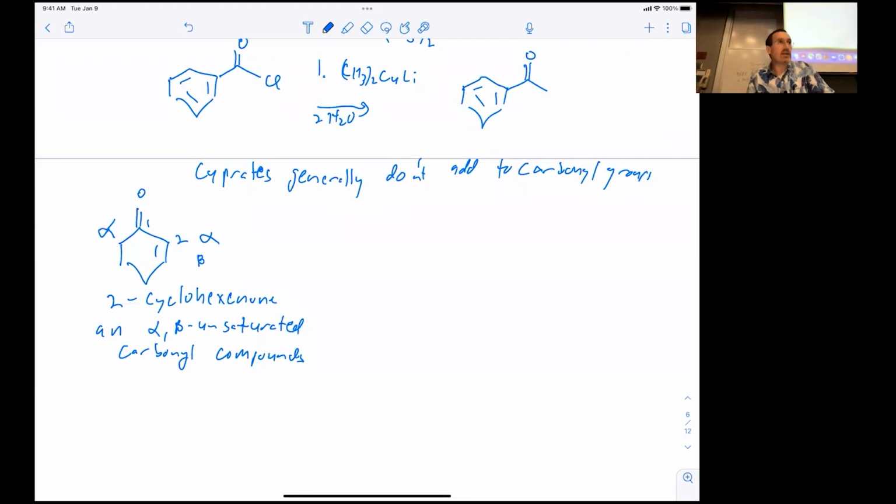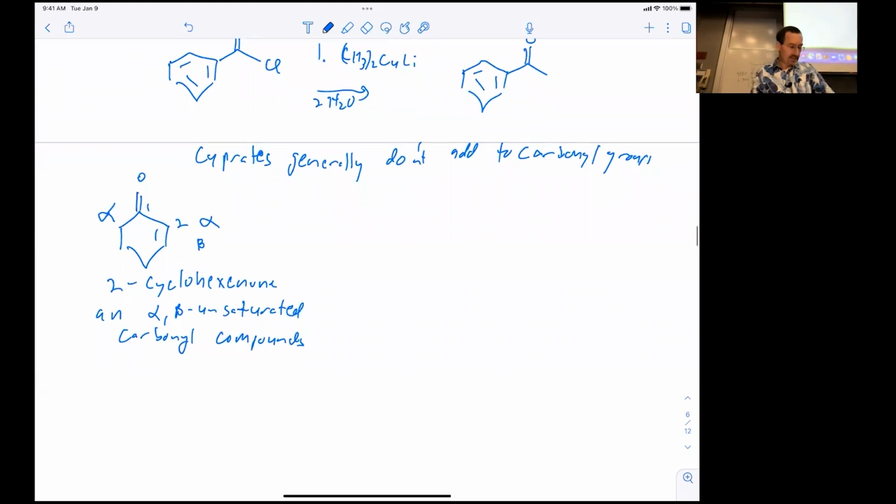Now, cyclohexenone and other alpha beta unsaturated carbonyl compounds have very special reactivity with cuprates. If I take our lithium dimethyl cuprate and treat our cyclohexenone with it, and then carry out an aqueous workup, what happens is the methyl group adds to the beta position. So we get 3-methyl cyclohexanone.